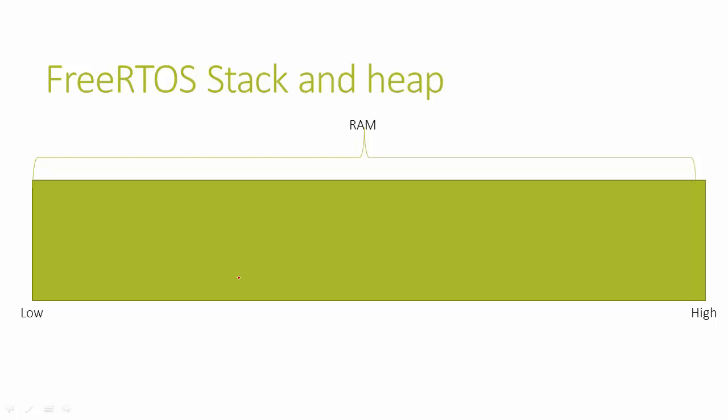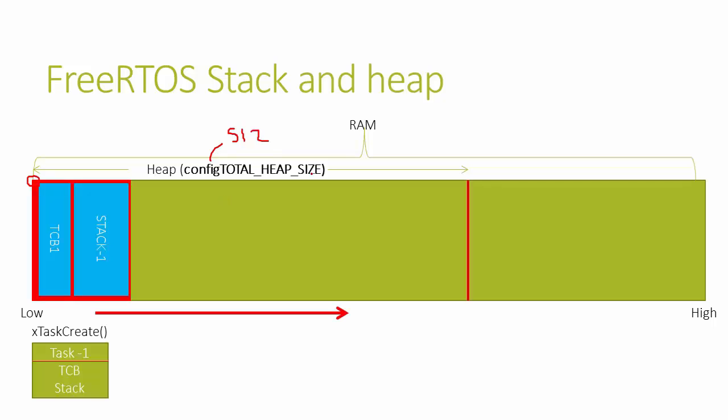Okay, so let's move forward. Now let's say you have a RAM and this is the space of the heap. If you make this, say, 512, then 512 bytes of memory will be reserved for the heap. Now let's see how task creation takes place in this scenario. When you create a task by using an API called xTaskCreate, which is the API to create a task, I will explain this API later.